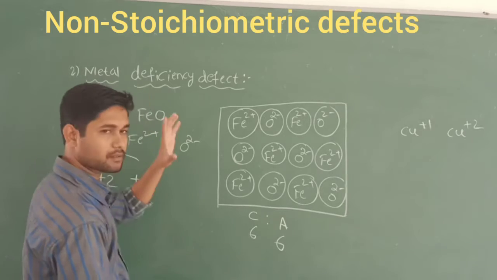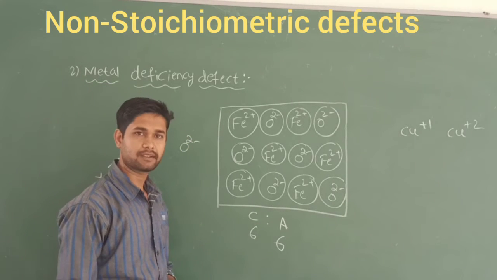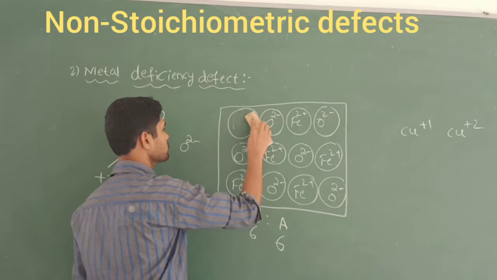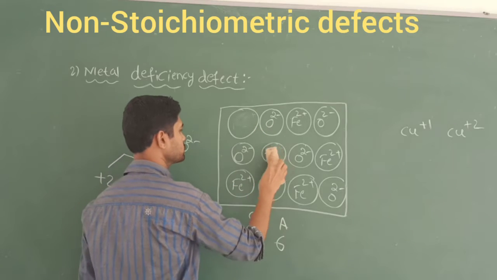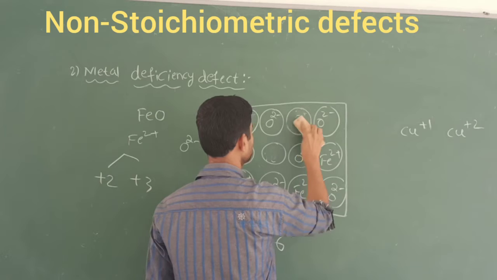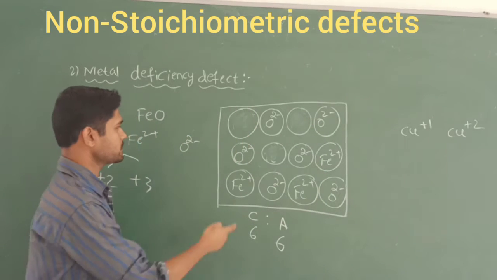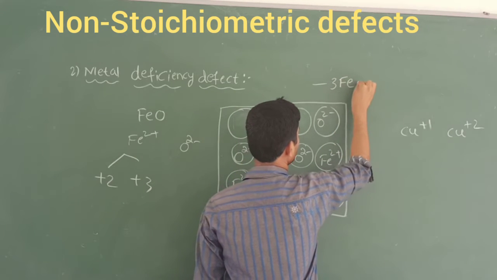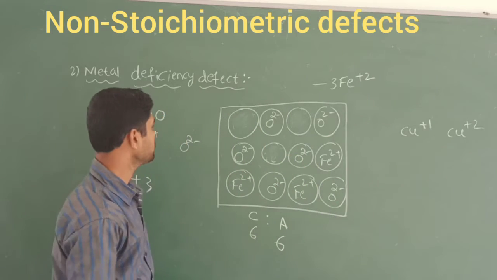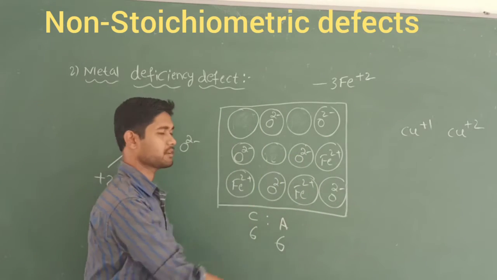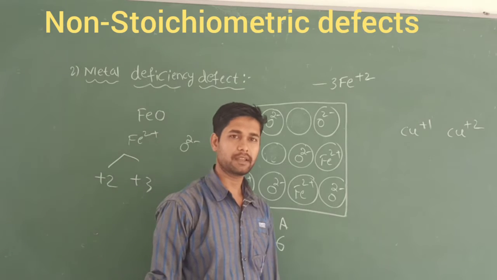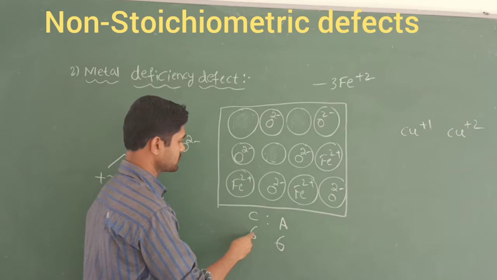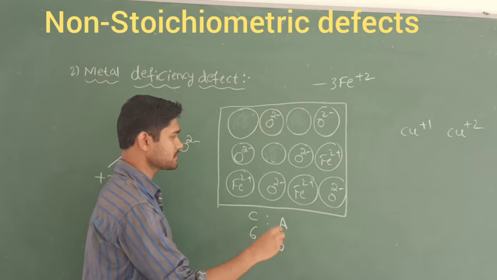But what is our concept? That is called metal deficiency defect, right? Metal deficiency means I am going to remove 3 Fe2+ ions like this. Now how many vacant spaces will be there? 3 vacant spaces will be there. As the name indicates, metal deficiency, the metal will be deficient. But what about electrical neutrality? According to this concept, the metal has a deficiency now. Here 6 minus 3, so 3 cations will be there and 6 anions will be there.